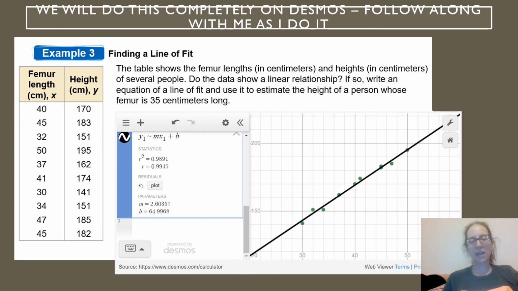Now, I can't see any of my points because my window over there is not great. So I'm going to use my zoom fit. And absolutely nothing happened. There we go. Okay. Now, what you can see over here is that it is linear. Those points are clearly in a line, but it's not a perfect line.